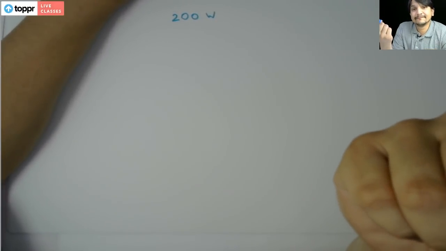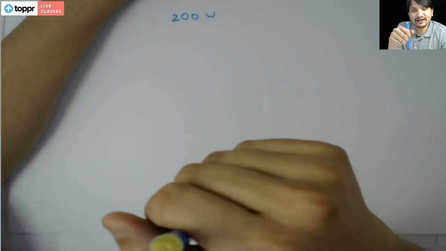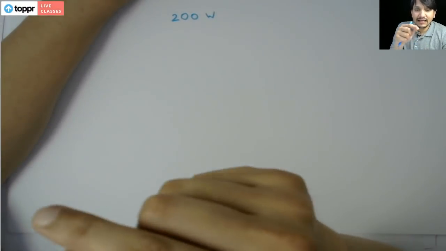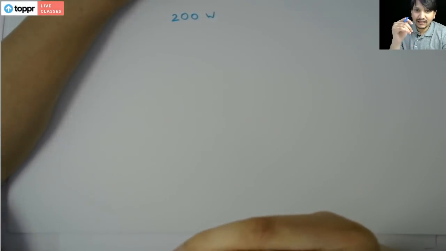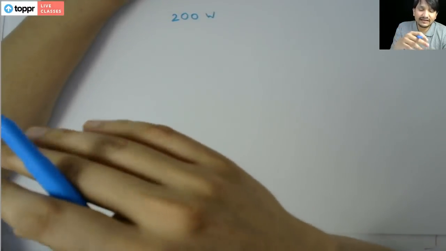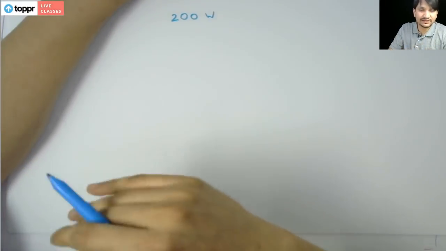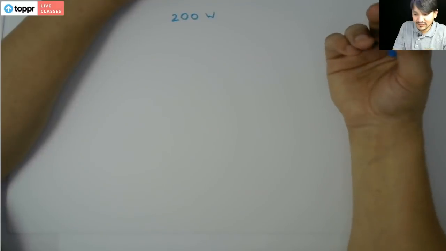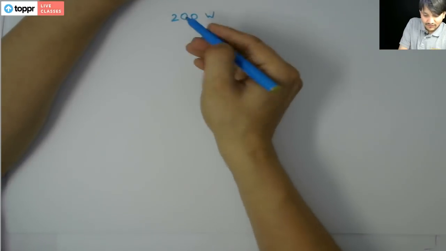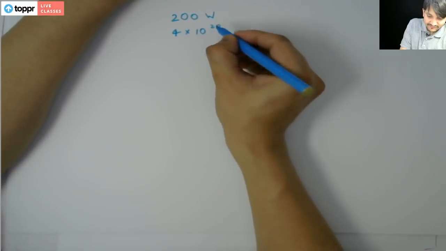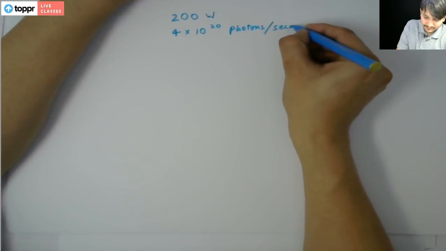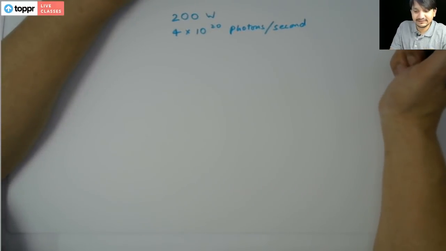What is monochromatic? This is a good thing to understand. Whenever you hear this word monochromatic, that means that light source is emitting light of the same frequency, same wavelength. Obviously if the light has a constant frequency, it will have constant wavelength. So our question says a monochromatic source of light operating at 200 watt emits 4 into 10 to the power 20 photons per second. Let's write that. Find the wavelength of light.